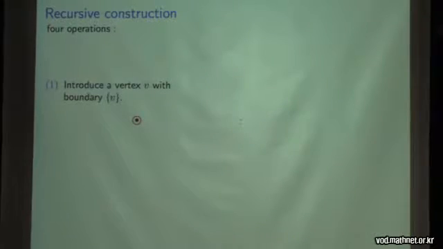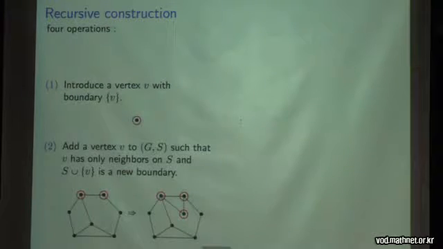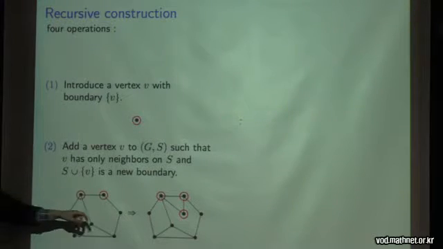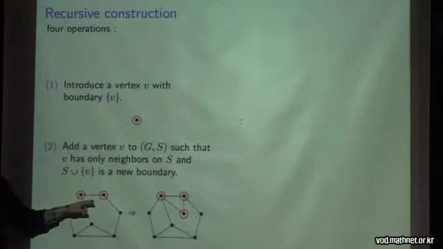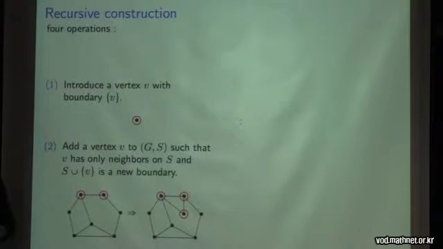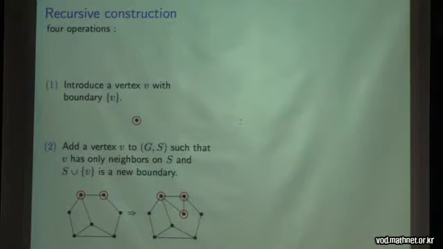Okay, so I will define 4 operations for constructing a new boundary graph from another boundary graph. The first, trivial operation is that you introduce a vertex into the boundary. I will put a red circle for a boundary vertex. The other is that you introduce a new vertex where all neighbors are contained in the previous boundary. I will add this vertex, with neighbors contained in the previous boundary, and I will also say that this new vertex is a boundary vertex. So this is one operation.